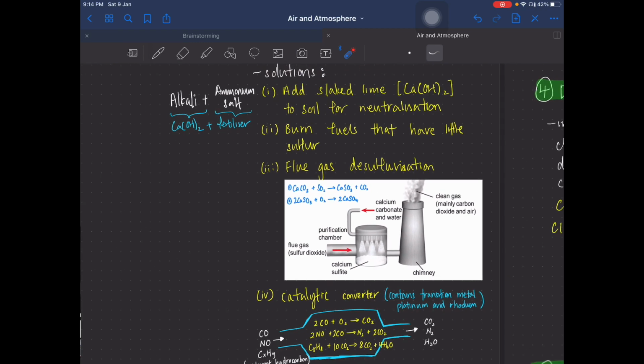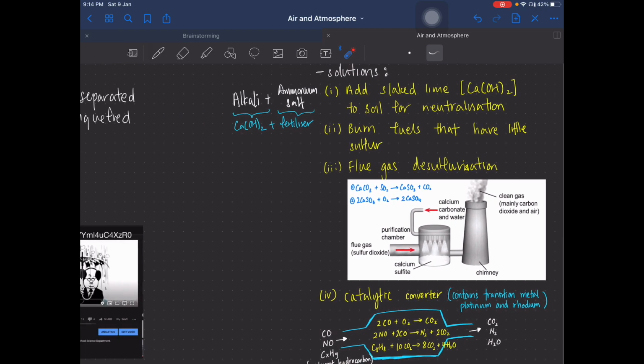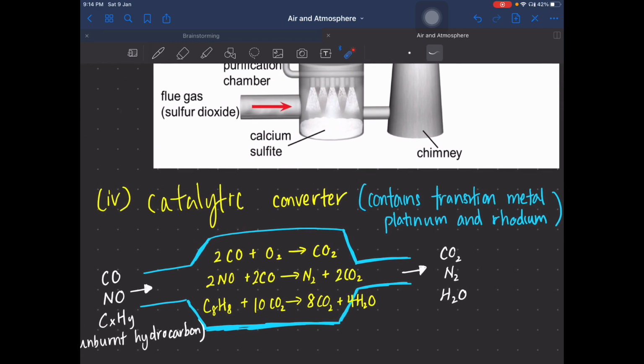Now, the fourth method, right? We have talked about 3 methods so far. The fourth method is actually to use catalytic converters. Now, catalytic converters are often found in vehicles, right?